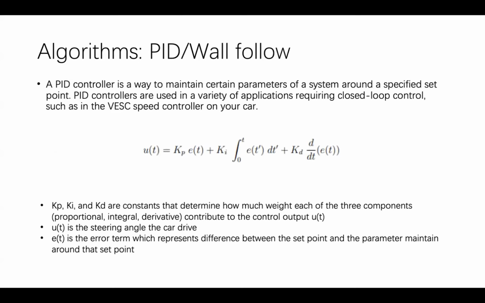The first algorithm we implement here is the PID. PID represents a proportional integral derivative wall follower. A PID controller is a way to maintain certain parameters of a system around a specific set point. It is used in a variety of applications requiring closed loop control. Typically you use this formula, as I illustrated last time. KP, KI, KD represent the proportional, integral, and derivative parameters, which contribute to the output here. U(t) is used for the steering angle, and e(t) is the error term, which represents the difference between the set point and the parameter we want to maintain around that point.